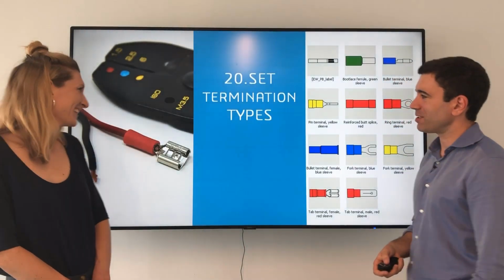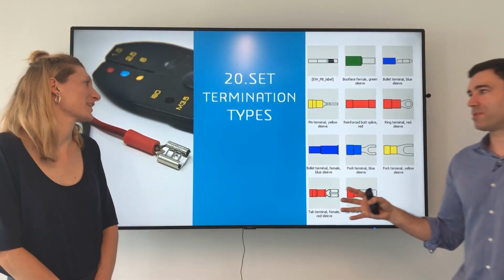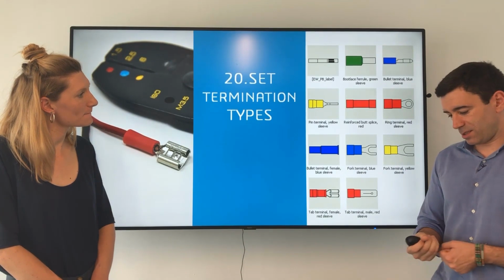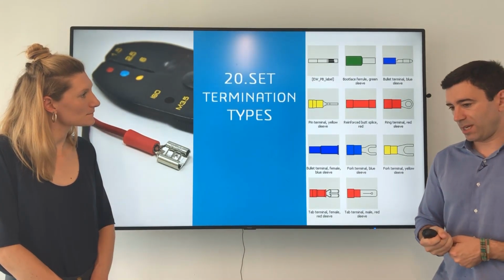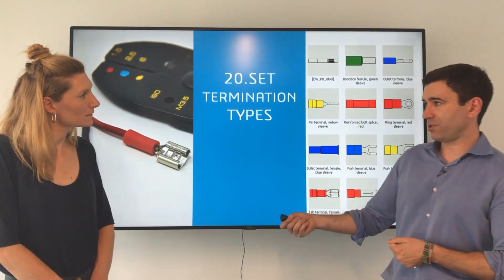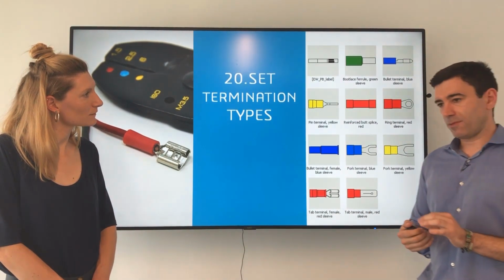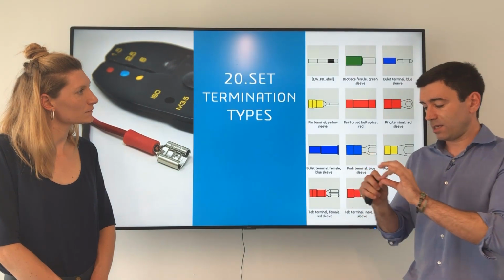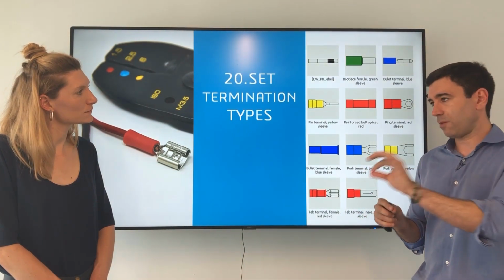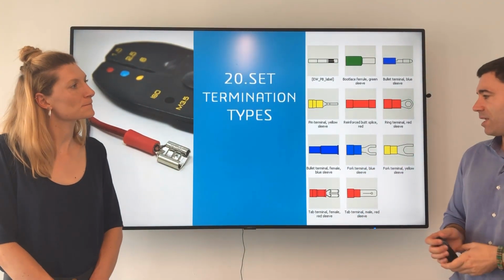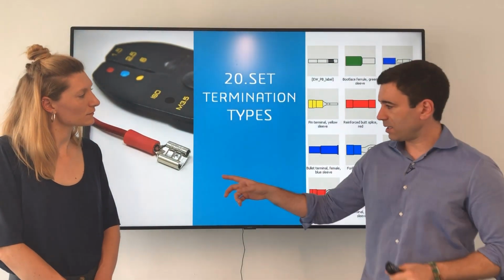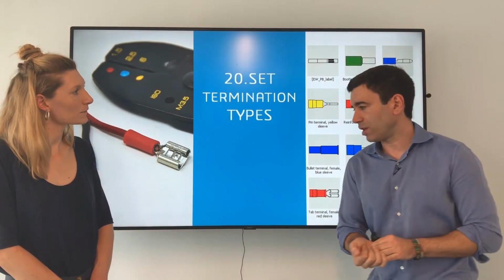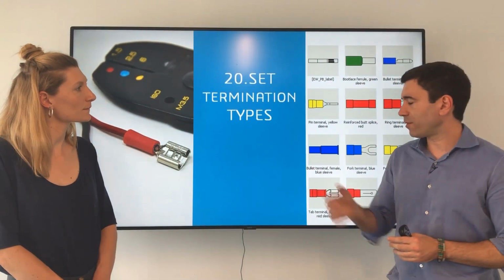And now, the last one, number 20, it's termination types. When you use a real wire, it's not going naked to the connection. You always use something, there are many different names for that. Some people call it cable shoes, there are different names. But you always use something at the end of it, and that is what is going to connect the wire to the other component.